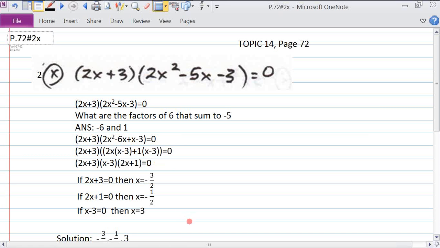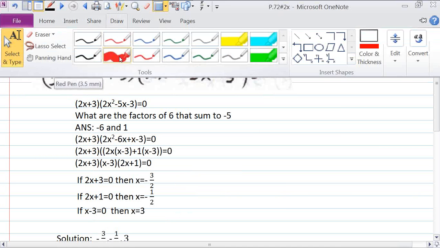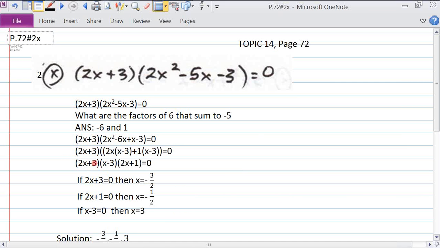So now I have a number of possibilities, and I can see a slight mistake here. This should be, oh no, that's okay, sorry. We can now look at each of these terms in the brackets. So we take 2x plus 3, make it equal to 0. Then x comes out to be minus 3 over 2. We transpose the plus 3 to the right and divide by 2. We get minus 3 over 2. If 2x plus 1 equals 0, then x equals minus a half. And if x minus 3 equals 0, then x equals 3.